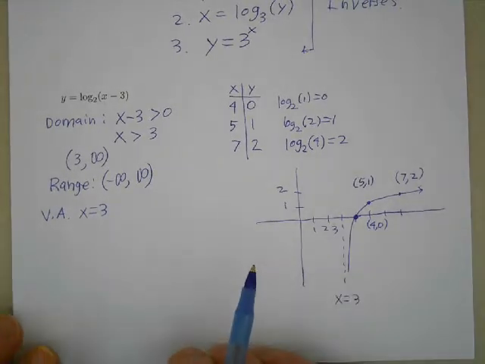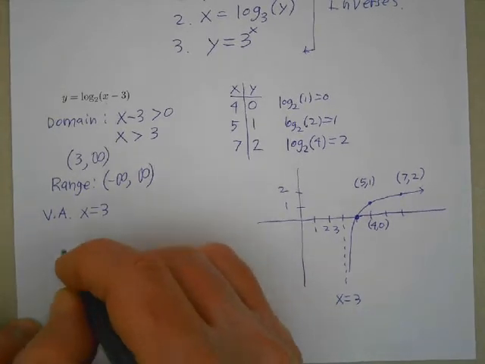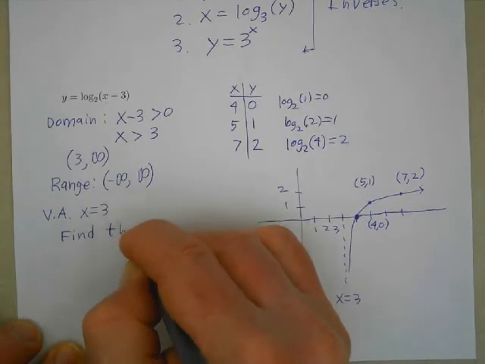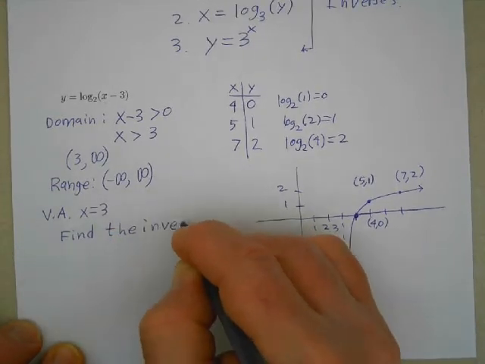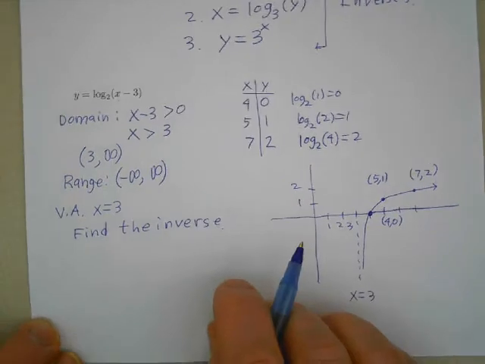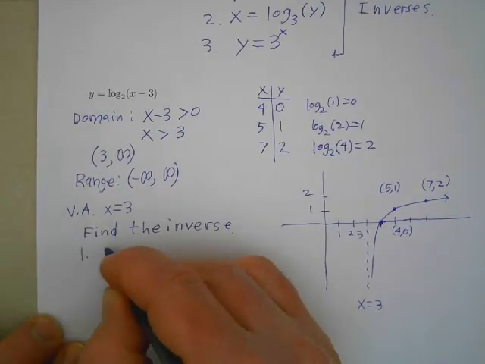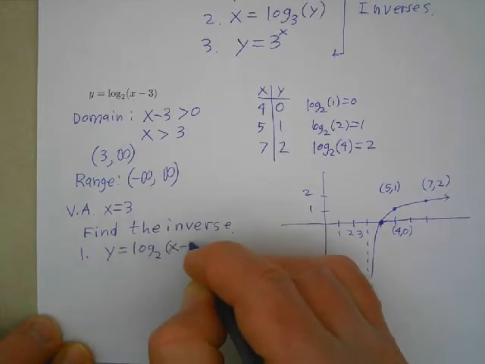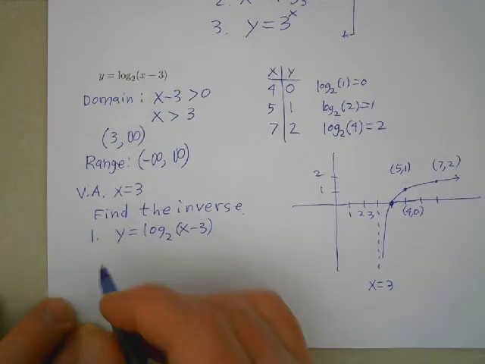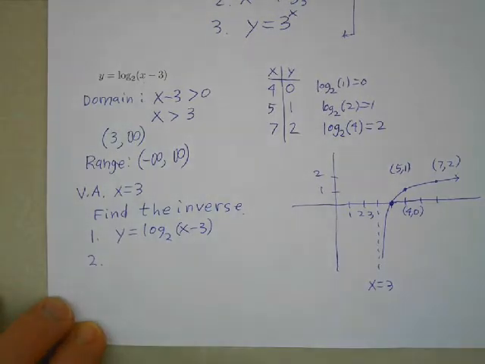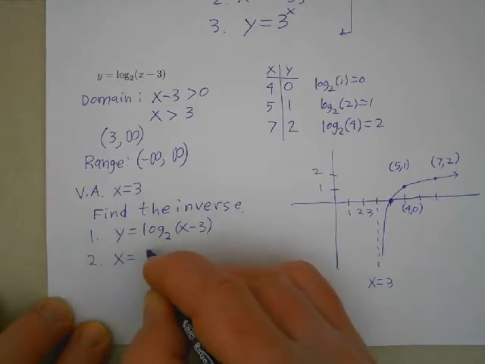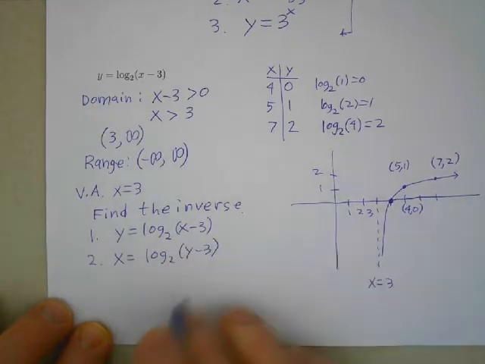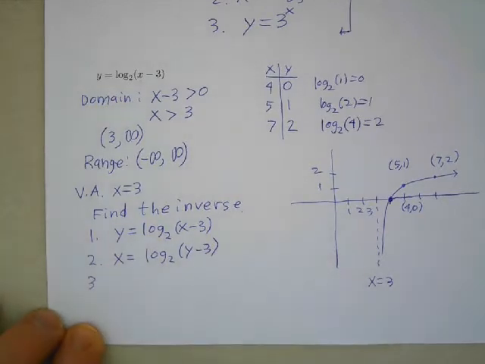Okay, so now let's find the inverse. So in step 1, we write y equals log base 2 of x minus 3. Then in step 2, interchange the x and y. So we write x equals log base 2 of y minus 3. And then we solve for y.